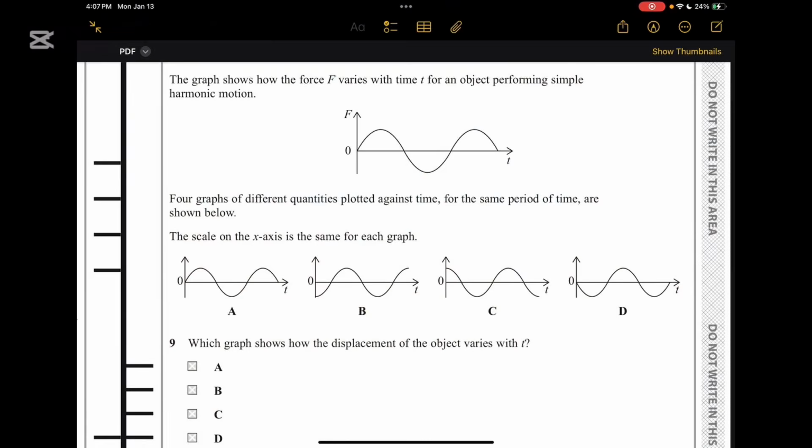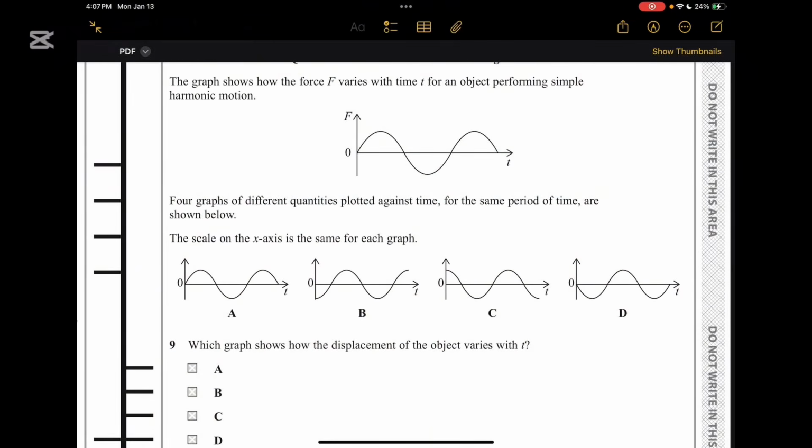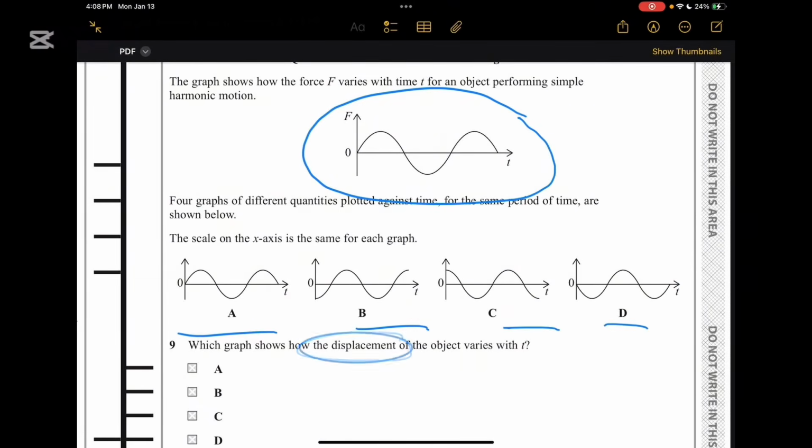Fine. They have given us the force time graph. So come on, let's read this question right now. What they have written: the graph shows how the force varies with time for an object performing simple harmonic motion. They have given us 4 examples and asked us to figure out how the displacement varies with time. Is it a force time graph? We can also refer to it as an acceleration time graph, because we know force is equal to mass into acceleration, and force and acceleration are directly proportional. So both of their graphs will be more or less similar.